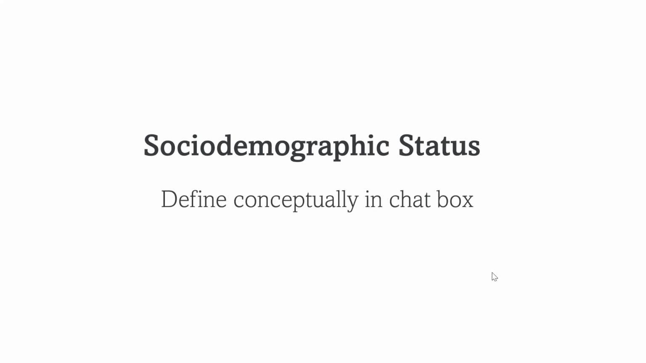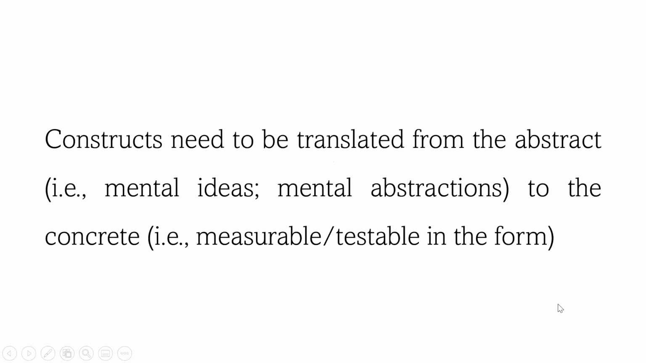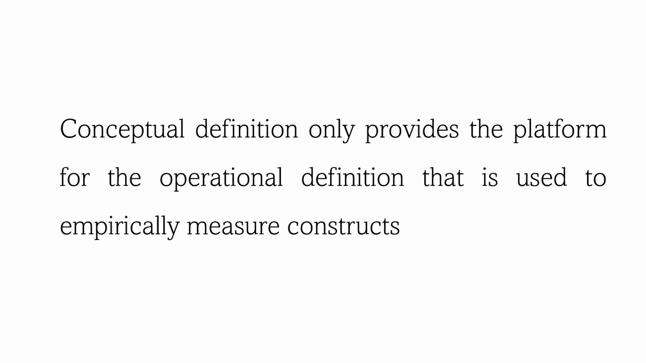So how to do that? Basically you take the theoretical background. For a construct, we need to translate it from the abstract, which is our mental idea, the mental abstraction, to the concrete, which is measurable or testable. So we take it from the theory, the construct or conceptualization, and then we operationalize it. The conceptual definition provides only the platform for the operational definition that is used empirically to measure the construct. Empirical is what you observe, what you understand. And conceptual is what is there in the theory.